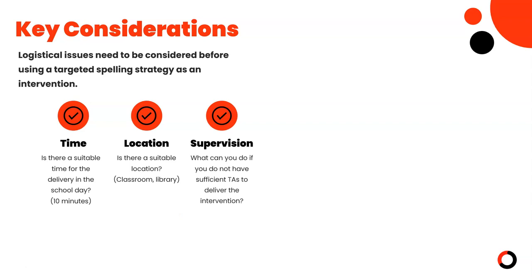Supervision. What if you do not have sufficient TAs to deliver this intervention? But what we have is we have another trial, which is set up at class level, which is delivered by teachers using exactly the same strategy. So please just refer to the trials that are available to you and look for the spelling intervention that's delivered at class level.